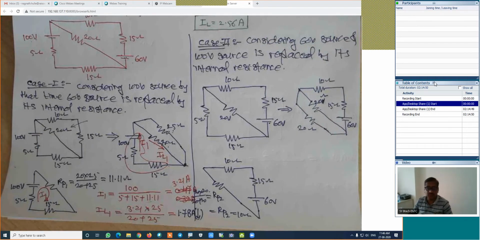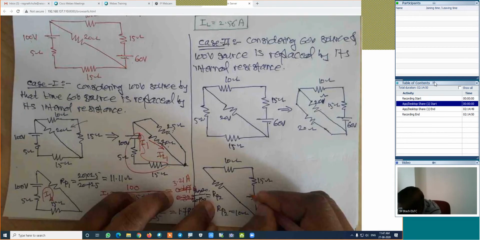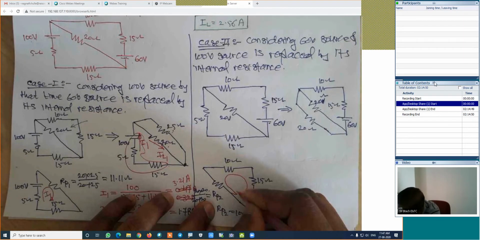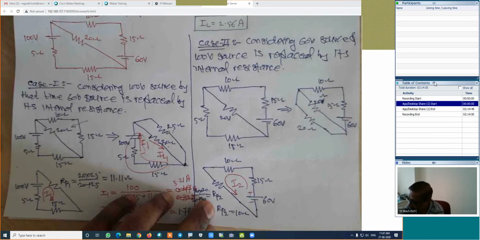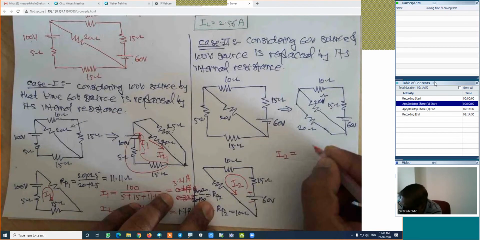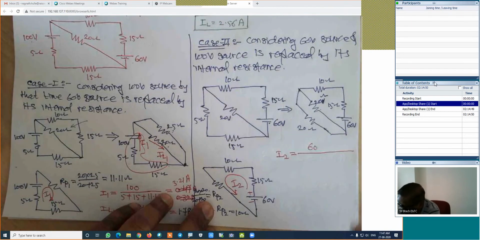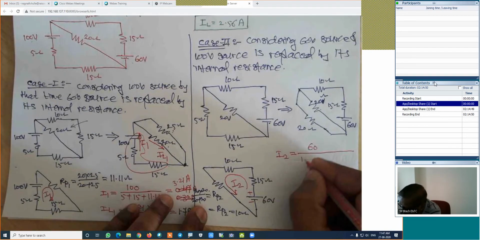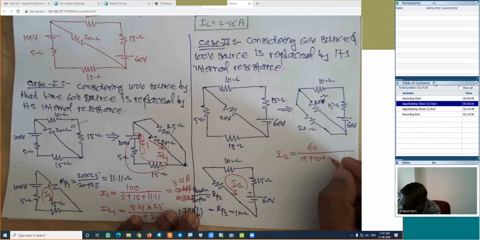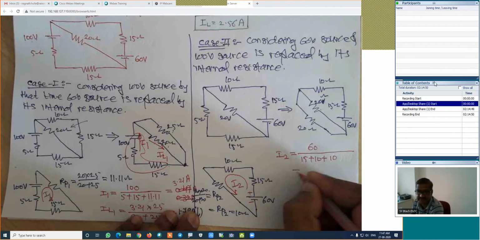Now try to find out the total current first. Current from the supply, that is current from the battery. Here, this is the battery, positive, negative. Current will go in this direction. This is I2 for case 2. First, we will find out I2. Total voltage 60 divided by total resistance 15 plus 10 plus, I guess, 10. How much is the I2?